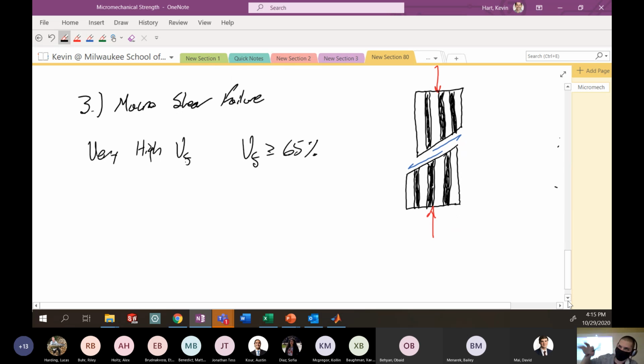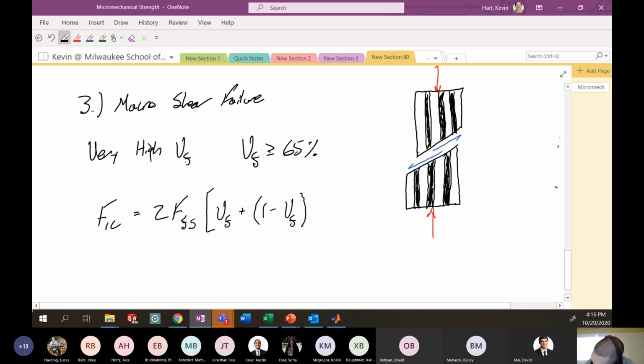Again, these are all just approximate values. It really depends on the material properties. But here, this is going to be governed by properties of the fiber in shear multiplied by some constant. So here we have F1C equal to 2 times the failure of the fiber in shear, that's FFS, times volume fraction plus 1 minus volume fraction multiplied by the ratio of shear properties of the matrix to shear property of the fiber, 1, 2.